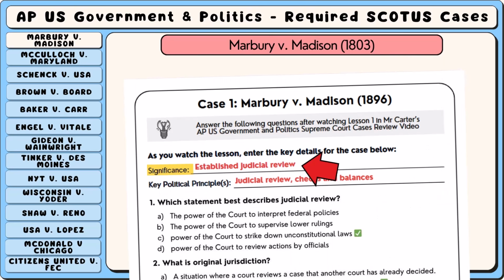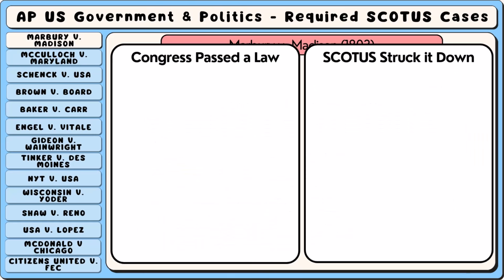Now's the time to fill in the significance point on the top line of this case's worksheet. I wrote, "Establish judicial review." This will help you quickly review the cases later during review sessions. So let's fill in the gaps to give you a little more understanding of this case.